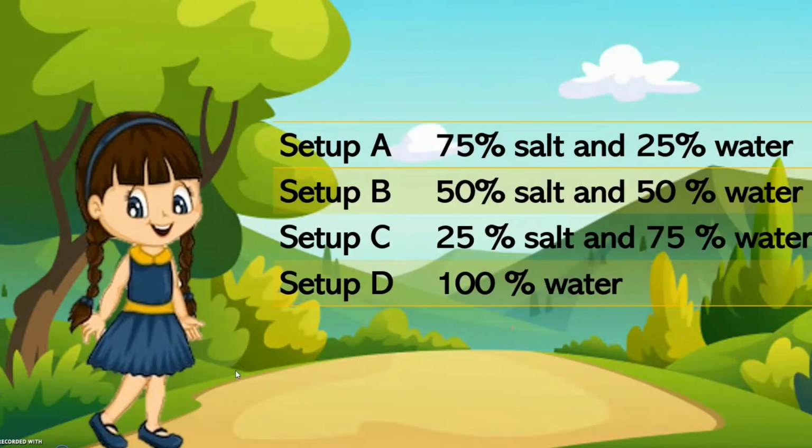And then, Nadja manipulated the concentration of salt which she used as the fertilizer in her investigation. For setup A, she prepared 75% salt and 25% water. Setup B, 50% salt and 50% water. Setup C, 25% salt and 75% water. And setup D, 100% water.